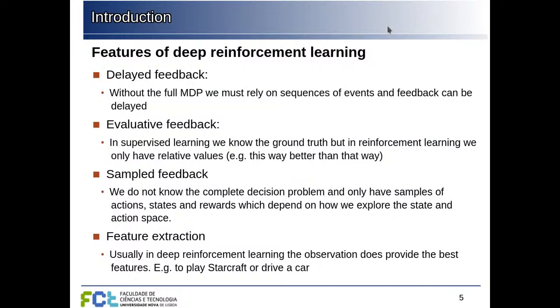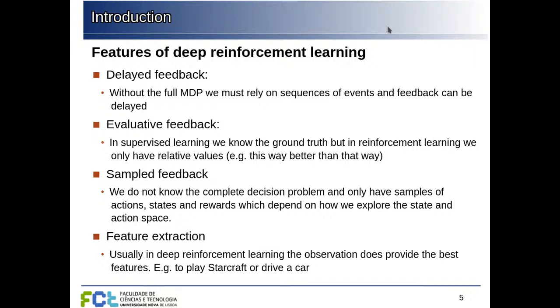So some features of deep reinforcement learning that distinguish it from deep supervised and unsupervised learning. One is that we have delayed feedback. Since we cannot look at the full Markov decision process and we don't have the ground truth for each decision, so what would be the ideal decision, we need to rely on the experiences the agent will gather in sequences of actions. And often when we do some action and get into some state, we don't immediately get the reward for that, because we need some additional actions until we reach a state that gives us the reward.